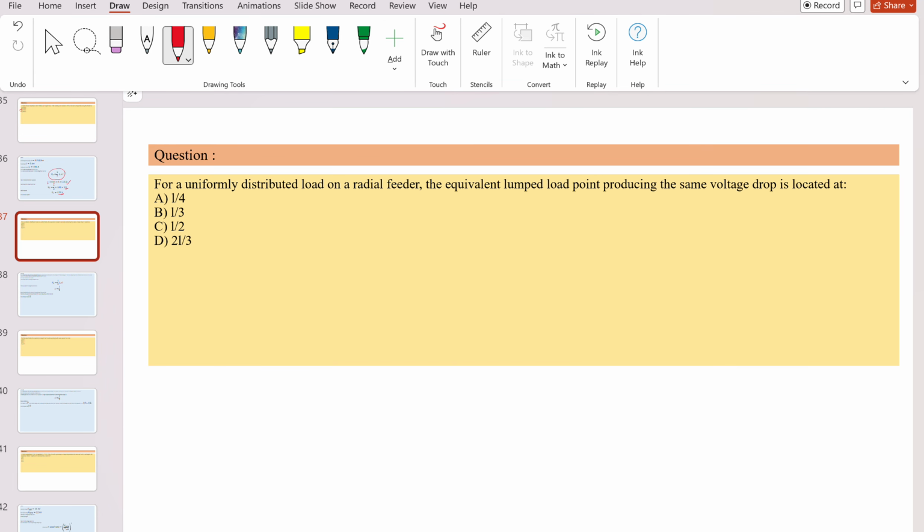Try to solve this. This is not 1 by 4. This is actually I by 4, I by 3, I by 2, and 2I by 3.